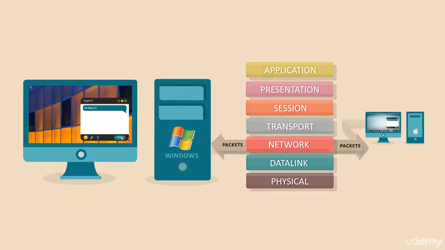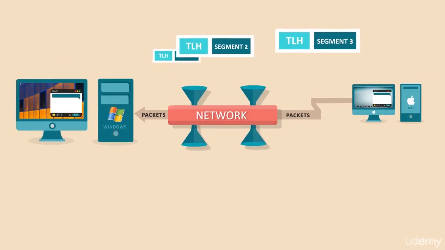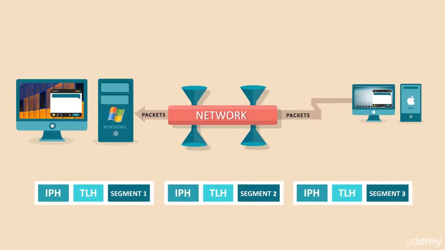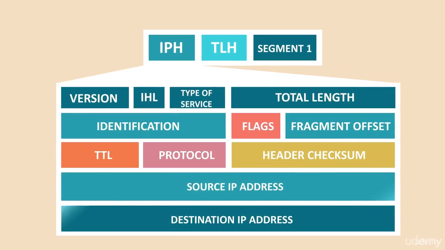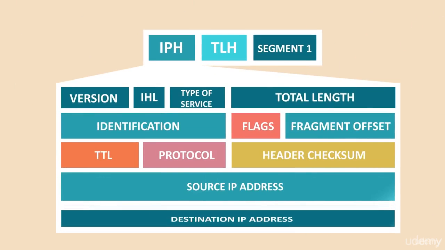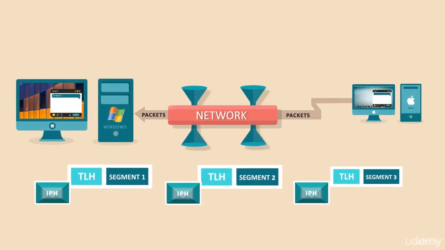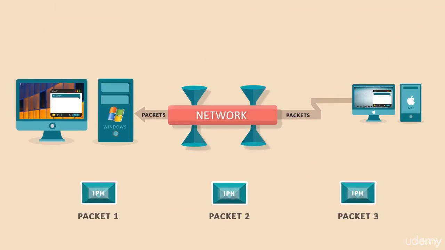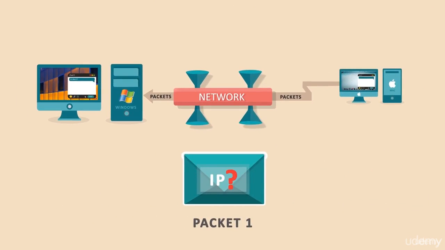Network layer is responsible for the host-to-host delivery of data segments from the transport layer. This layer adds a header called the IP header, consisting of the source and destination IP address, which is similar to that of putting a letter into an envelope with a from and to address, thus converting the segment of data into a packet of data. So, what is an IP address?